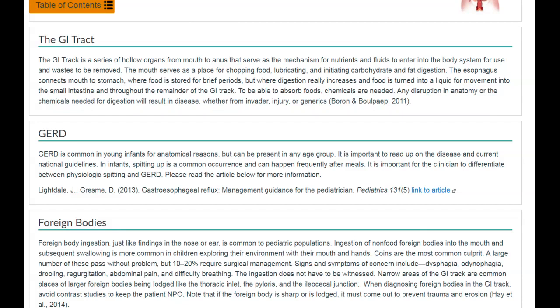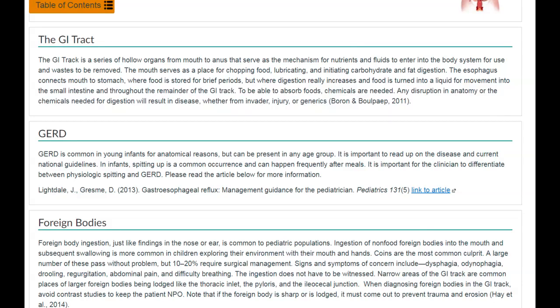To be able to absorb foods, chemicals are needed. Any disruption in anatomy or the chemicals needed for digestion will result in disease, whether from invader, injury, or genetics.